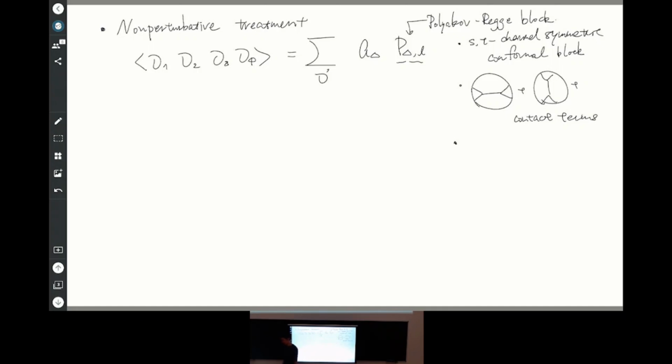The Polyakov block, as was introduced a little earlier, is supposed to be fully crossing symmetric. This is only ST crossing symmetric. And it's the thing that naturally comes from a dispersion relation where you have to pick a channel to do the contour integral. And it's Regev because, by suitably fine-tuning the contact terms, it has good Regev behavior.